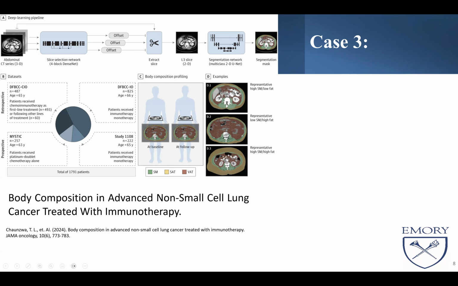Then if you look at this particular patient, you see that the subcutaneous fat is very high, but the skeletal muscle and the visceral fat are low. So these are three different patients representing three different phenotypes. This is why body composition is very important.